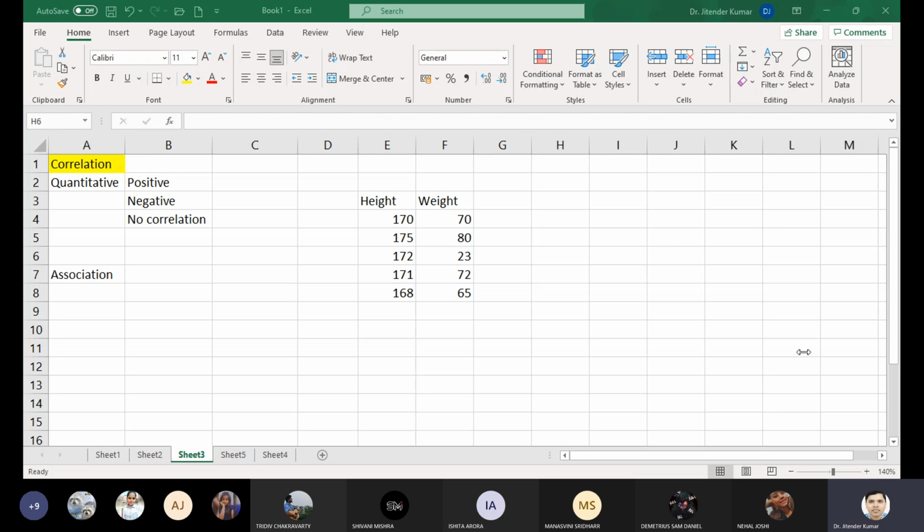Okay. Yukta? Yes, sir. What do you think? What should be the answer? Do you agree with Tridev? Yes, sir, there is a positive correlation. Okay.